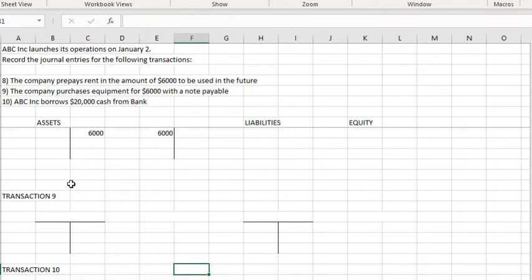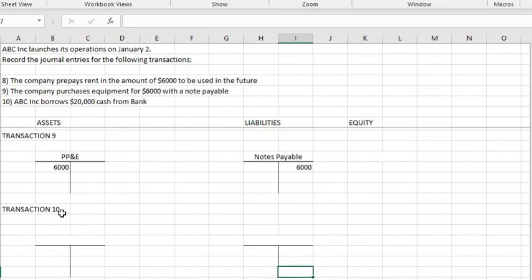Then the company is purchasing equipment for $6,000 with the notes payable. Property and equipment, they are buying $6,000 worth of PP&E, and they are buying it with a notes payable, which is a liability. So in this case our asset is going to increase by $6,000, and then our liability is going to increase by the same amount.